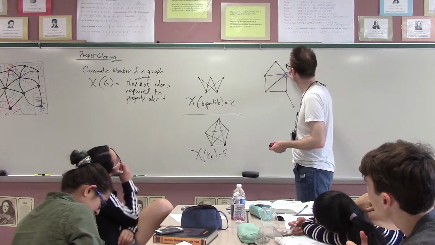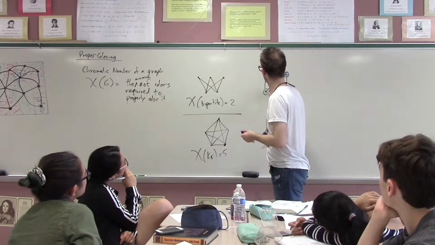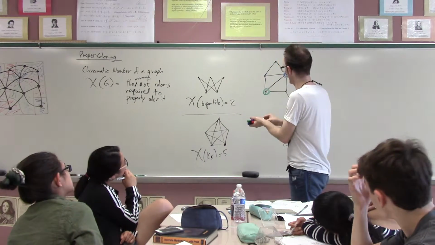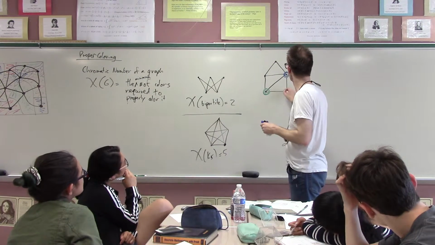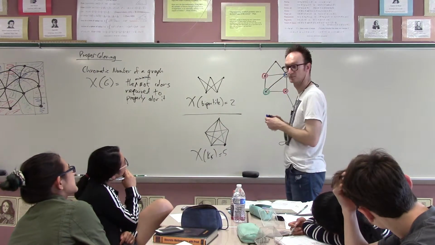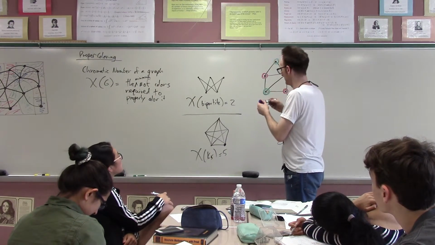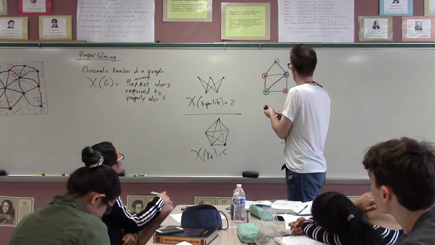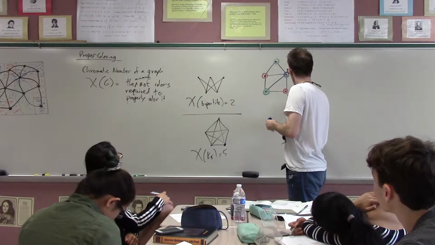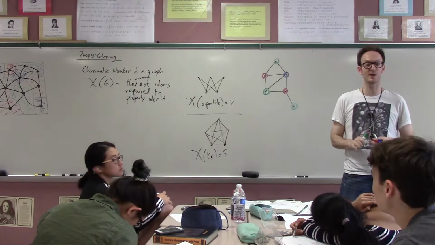Arbitrarily let that be blue. Then, without loss of generality, let that be green. Let this be red. But then I can also let this be red, right? And then this top one can be green, and this bottom one can be green. Okay, so what I have just produced is an explicit proper coloring of this graph.